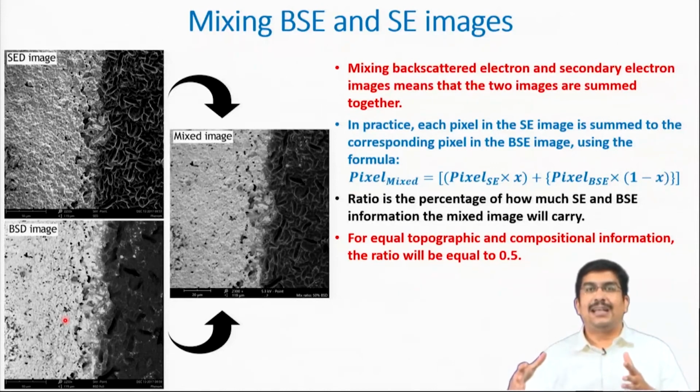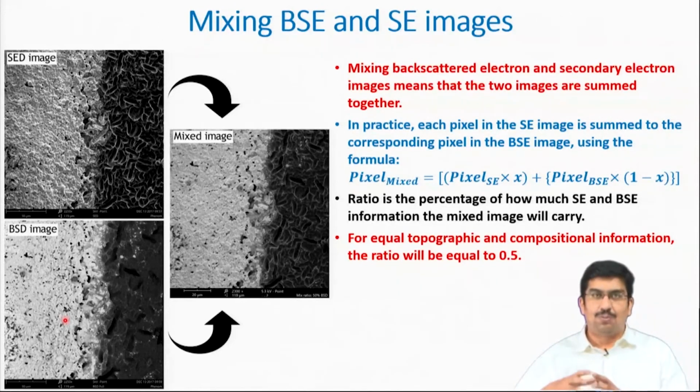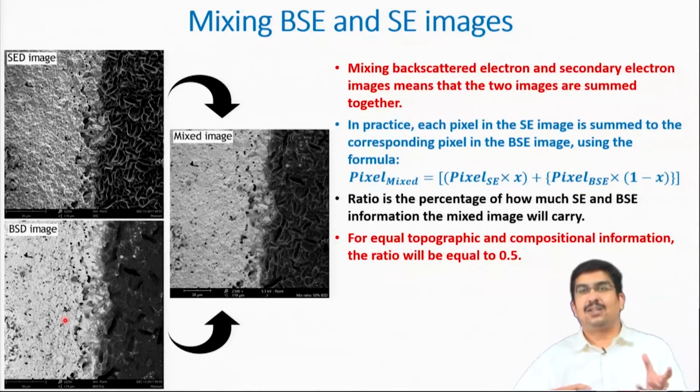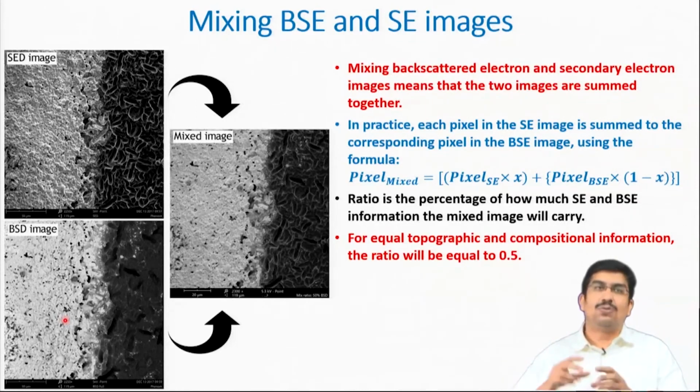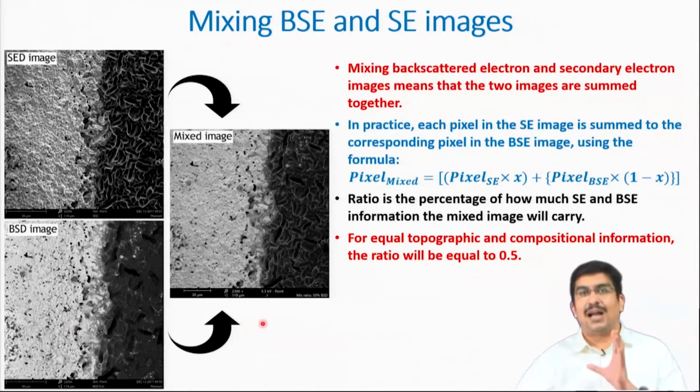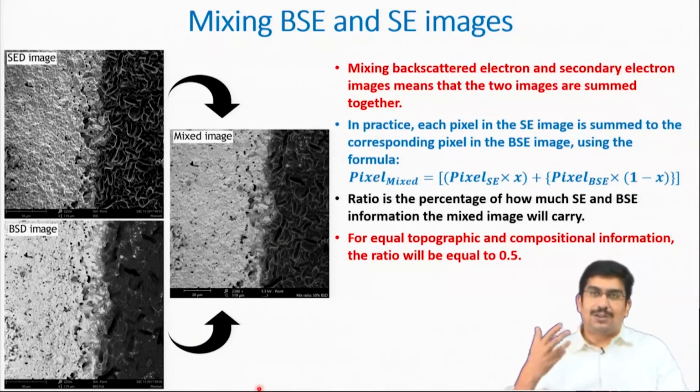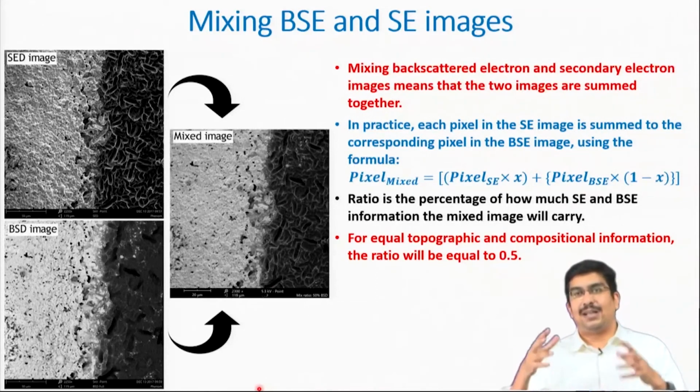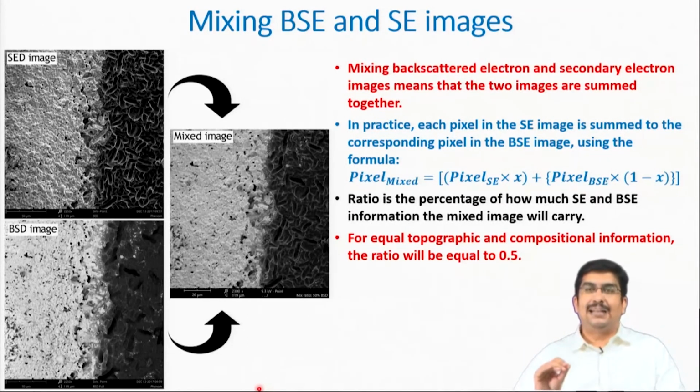So, what if I can take advantage of both of these better things? From the SE signal I get the topographic information, and from the BSE image I get the compositional information, and then I mix these two pixel by pixel and construct an artificial mixed image, which will represent both the topographic contrast of the SE signal and the compositional contrast of the BSE signal. That will then be an ideal imaging mode, which I cannot literally do in the machine.